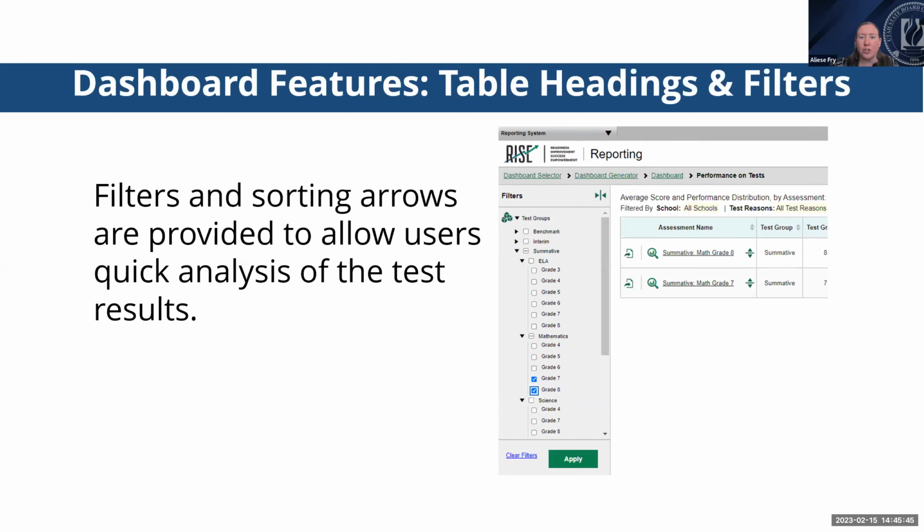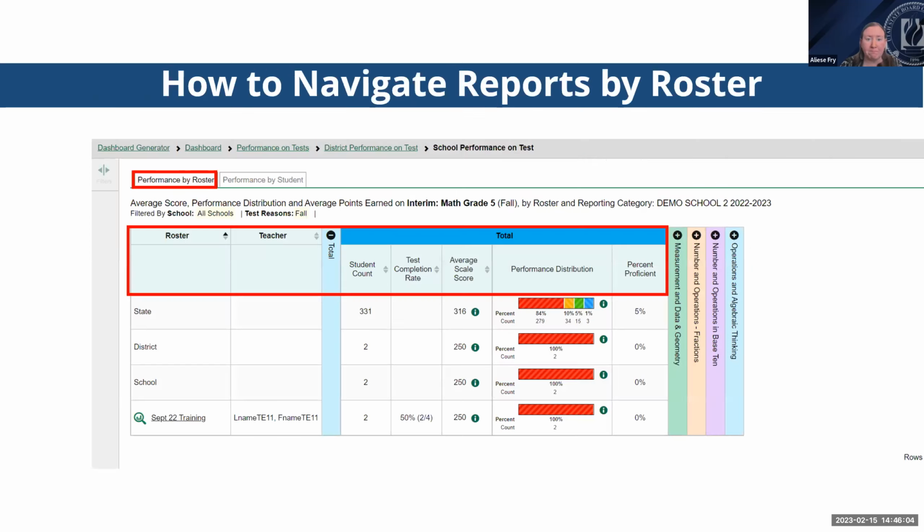This screen also shows the filters panel that's just on the left side of the table. It expands to show options that are available to the user. If you're not initially seeing the information you believe you should be seeing, check your filters. Oftentimes it's just because they are set to a specific data set, which could be excluding what you're looking for. You can view performance by roster or by student using the tabs across the top. We're going to start with roster and then we'll move on to student in a bit.